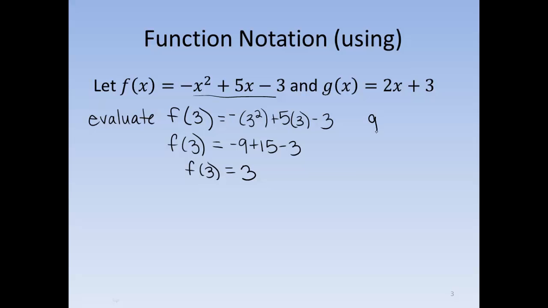Same thing, I can talk about g of 7. This means find the function called g and make your independent variable 7. So I get 2 times 7 plus 3. So g of 7 is 17.